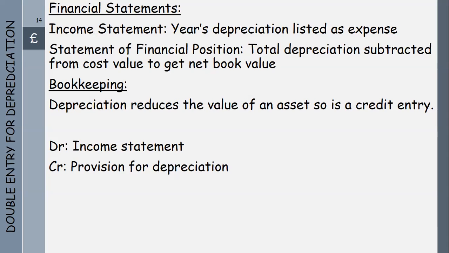And for the bookkeeping, depreciation reduces the value of an asset, so therefore it's a credit entry. So we credit the provision account and we would debit the income statement. So that means the other number appears in the income statement. Remember, the income statement is part of the double entry bookkeeping. It's just not really set out like a T account.